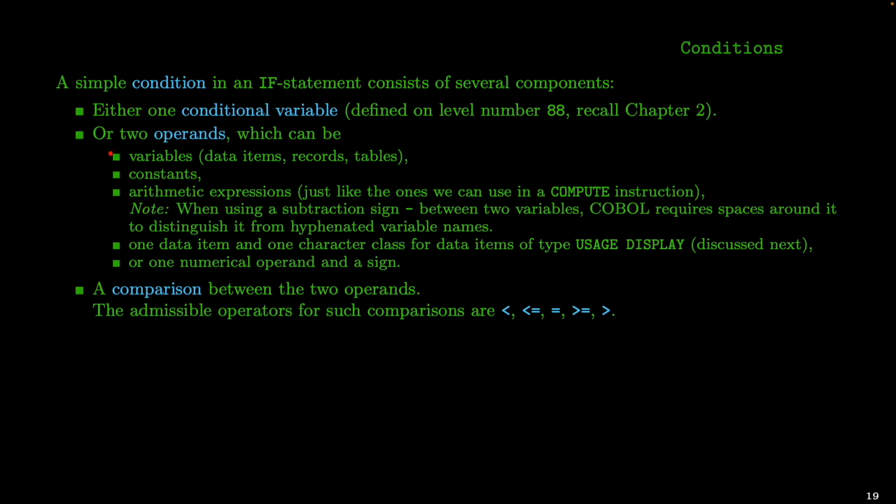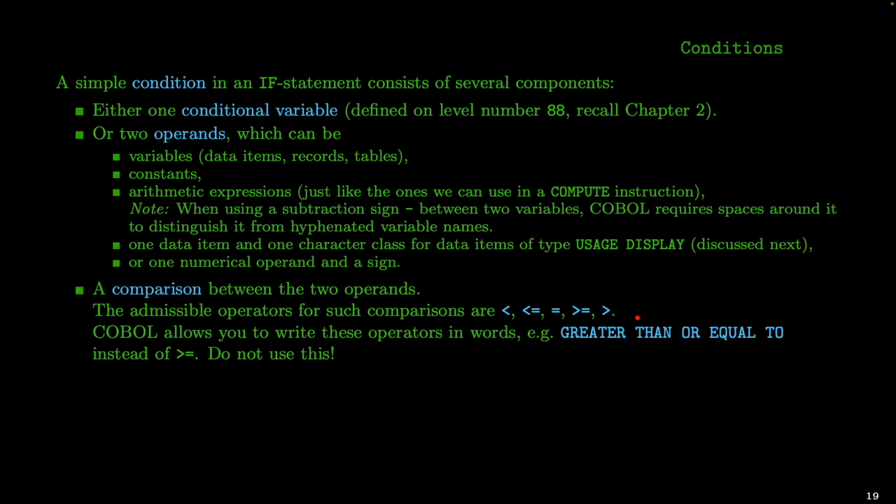Then, in addition to the two operands, we need a comparison between these two operands, and the operators we can use there are the usual suspects. So we have less than, less or equal, equal, greater or equal, or strictly greater as possibilities. And in COBOL we can even write out these operators in words. For example, for the greater or equal operator, we could write this out as greater than or equal to. Now, for obvious reasons, I strongly want to discourage doing that. It would be painful to read.